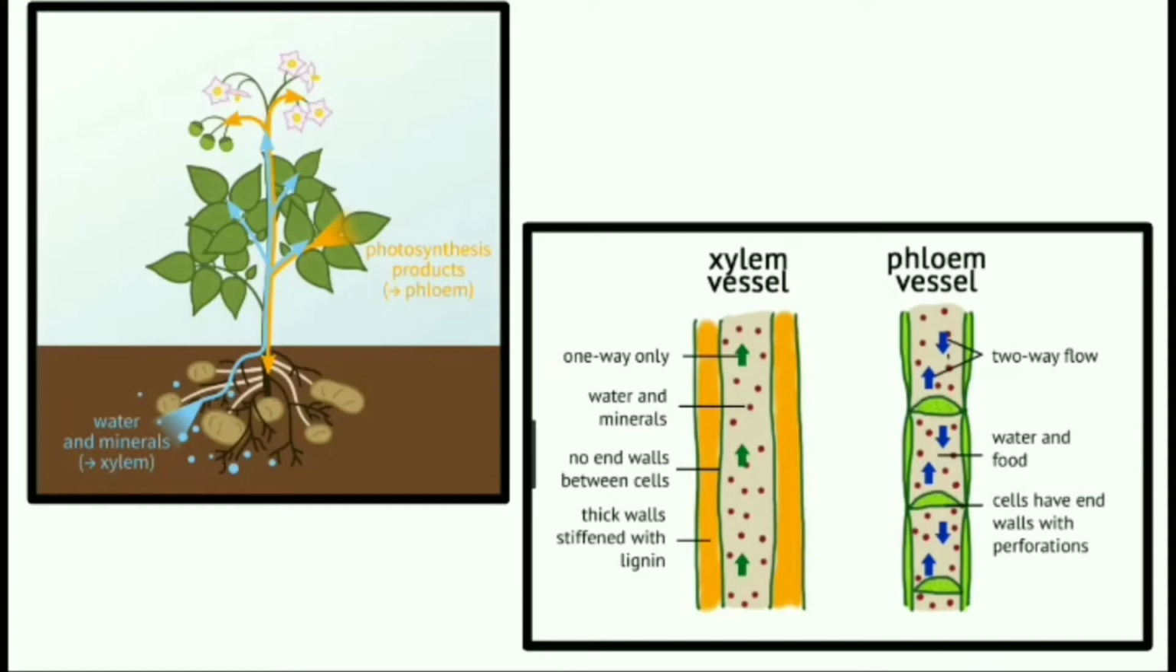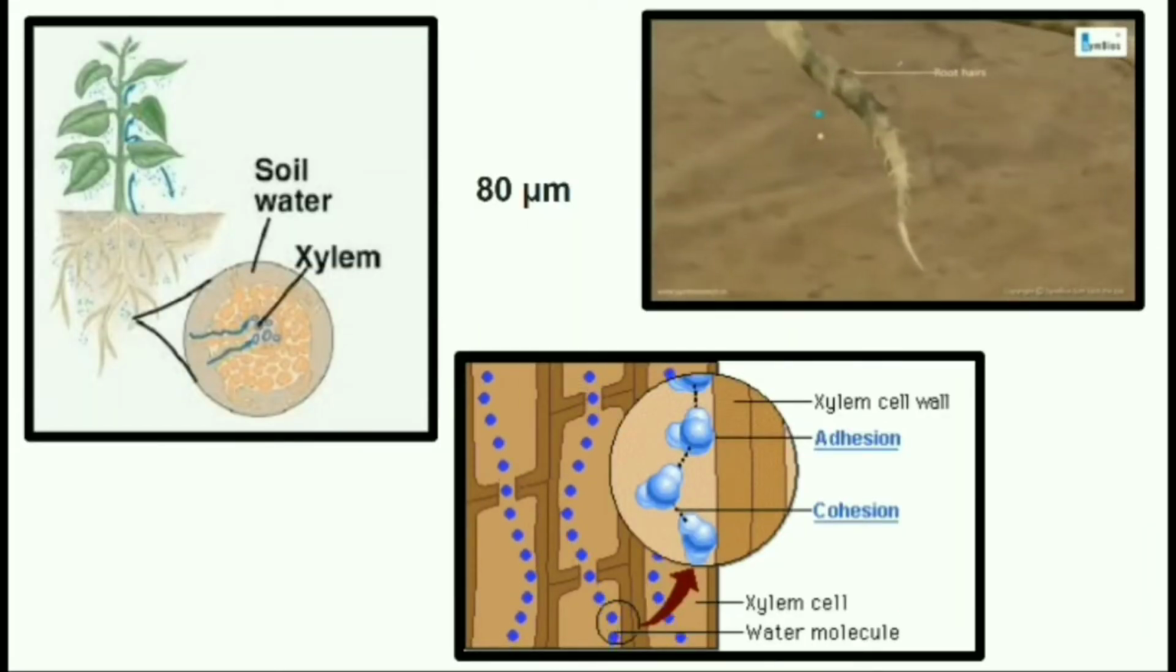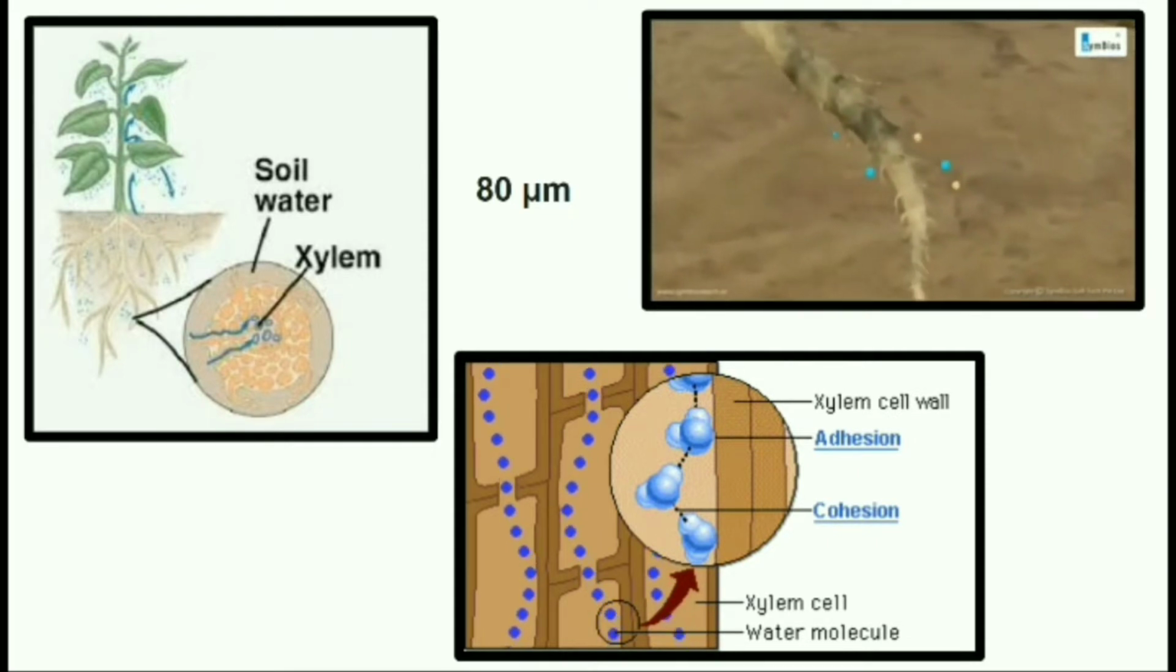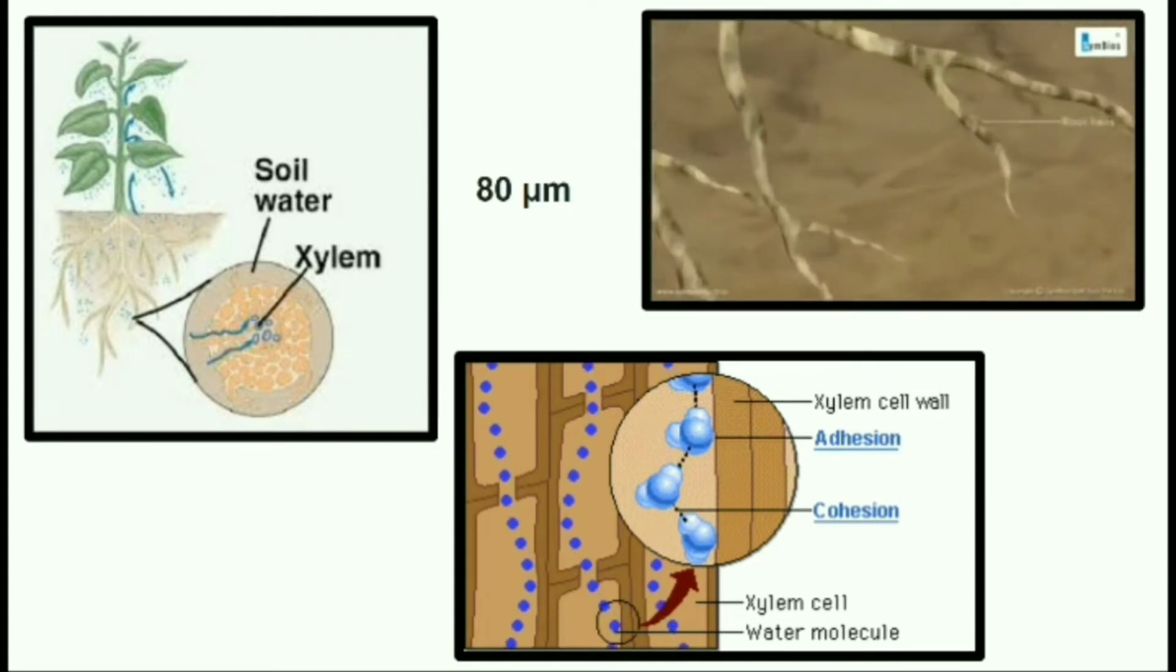Xylem and phloem are complex vascular tissues that facilitate the transportation of water, minerals and food throughout the plant. Xylem carries water and minerals from the roots to the leaves, whereas phloem carries the food prepared by the leaves to different parts of the plant. The size of a xylem vessel is 80 micrometer. Water molecules from root hairs are transported all over the plant through this vascular tissue, xylem.